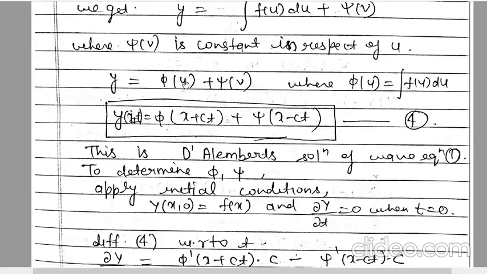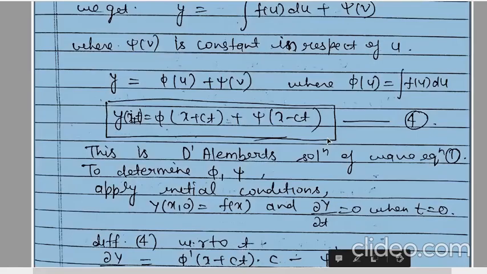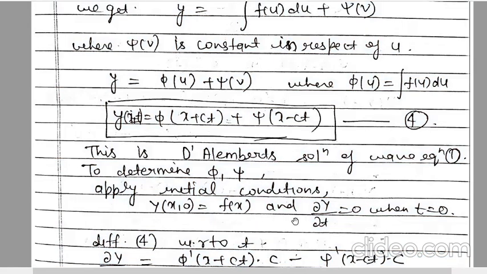Now we know that the value of u and v, so just write u is equal to x plus ct and v is equal to x minus ct here. This is your equation 4, and this is the D'Alembert solution of the wave equation, right? Now after this, we will apply our boundary conditions and initial conditions. So apply initial condition. So the initial condition is given: y(x,0) is equal to f(x) and ∂y/∂t is equal to 0 when t is equal to 0.